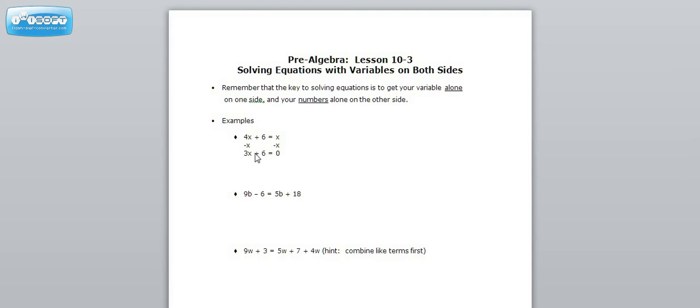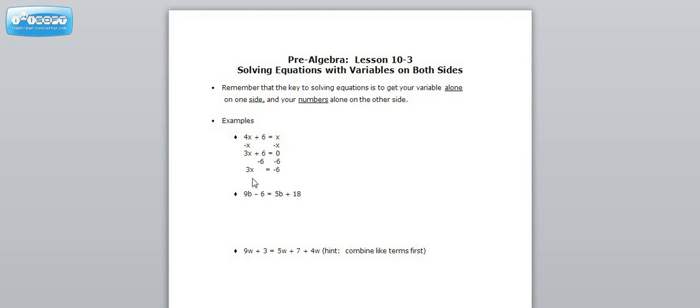So now I've got the variable combined and on the correct side, but now I have this 6 stuck over here, and he's on the wrong side now. So I need to get him off of this side and onto this side. So in order to get rid of plus 6, I have to subtract 6. And what I do to one side, I have to do to the other. So that leaves me with 3x plus 6 minus 6 cancels itself out. 0 minus 6 leaves me with negative 6.